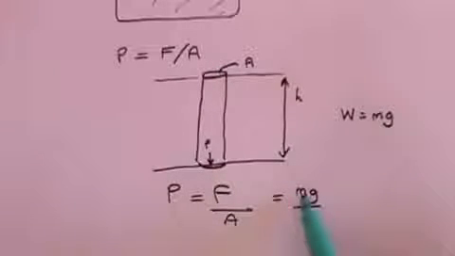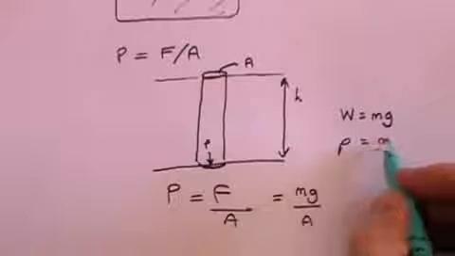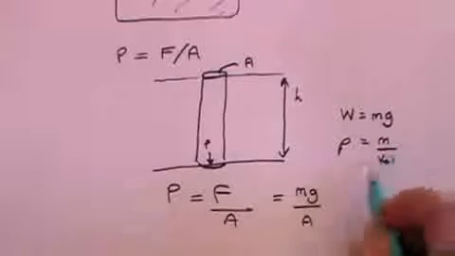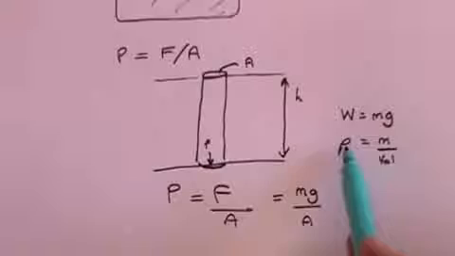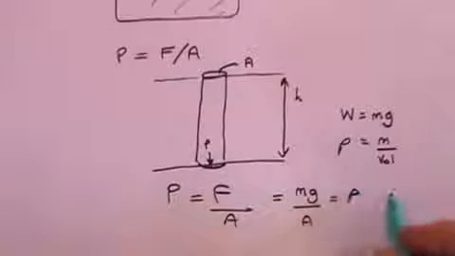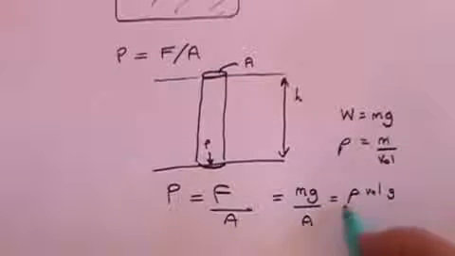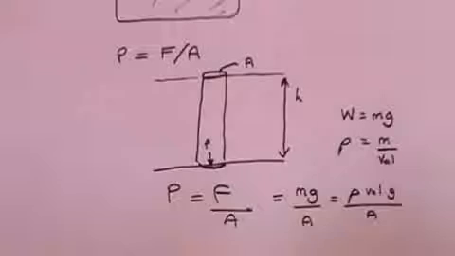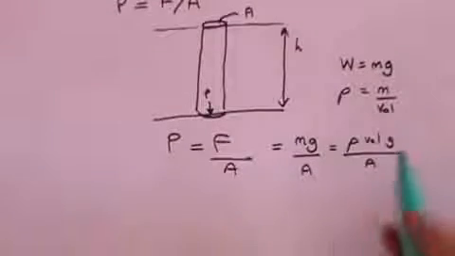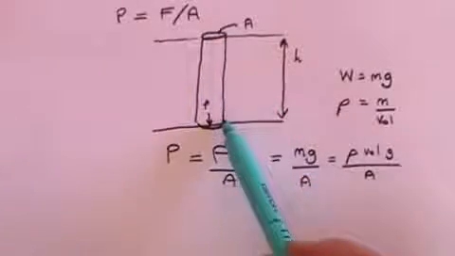But what is the mass of air? Well, mass can be deduced if you know what the density is. Density is mass divided by volume. And so mass is density times volume. So the pressure is the density, rho, of air times the volume of air times g divided by A. But what is the volume of this cylinder? Well, the volume of the cylinder is simply the area times the height.